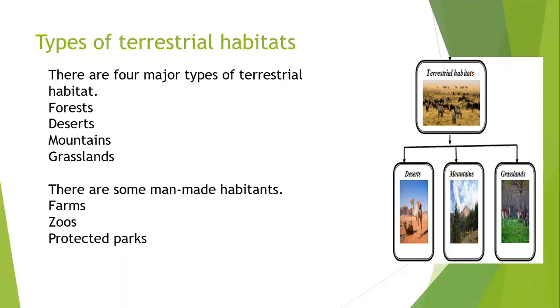There are also some man-made terrestrial habitats, such as zoos, farms, and protected parks. Now, those are man-made, meaning that we, man, or the adults, made them to help us or the animals.